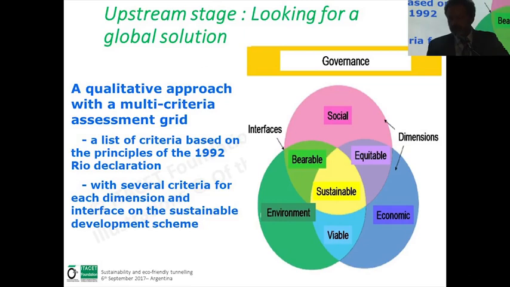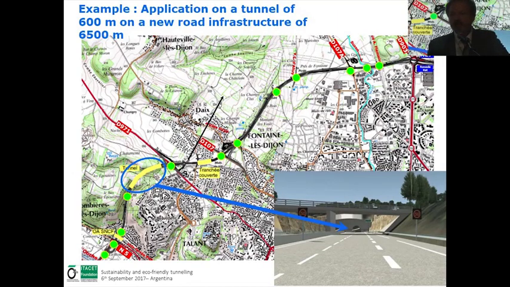This scheme has several criteria in different colors that have to be taken into account. I can explain on an example. This is an example of a small road tunnel, 600 meters. It's not very long, on a new road. But the new road is 6.5 kilometers. So if you want to compare solutions, of course there is a tunnel, but this is globally a new road.